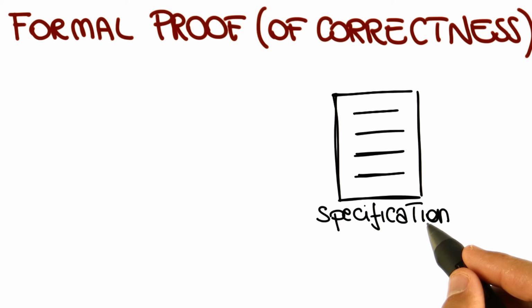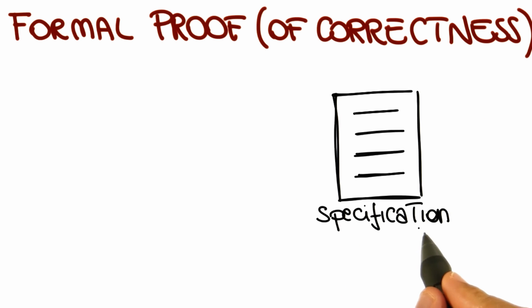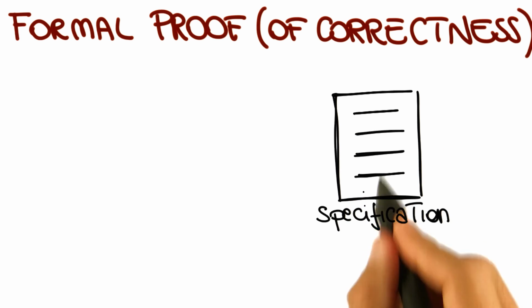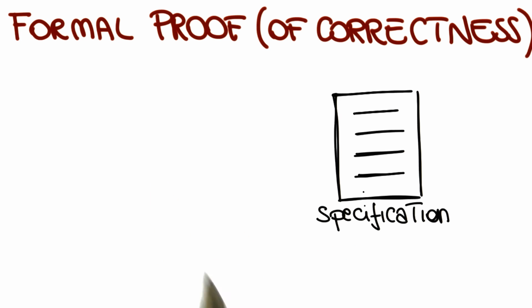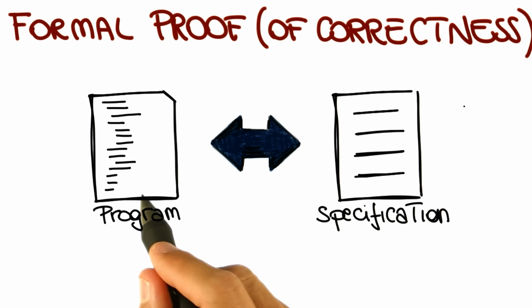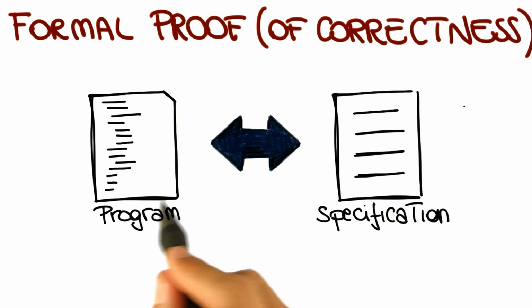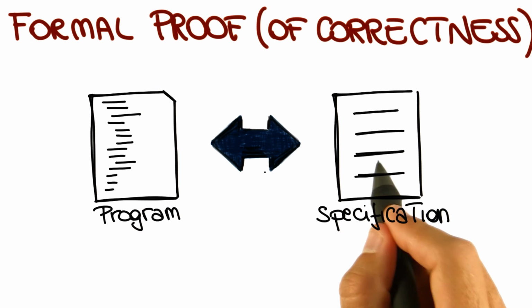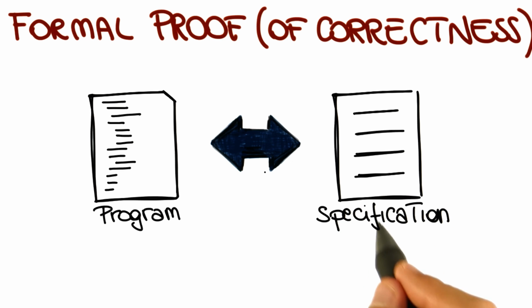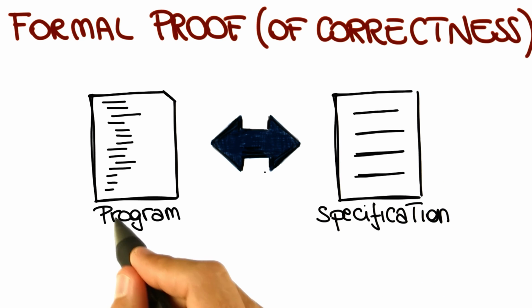Given a software specification, and actually a formal specification, so a document that formally defines and specifies the expected behavior of the program, a formal proof of correctness proves that the program being verified actually implements the specification. And it does that through a sophisticated mathematical analysis of the specification and of the code.